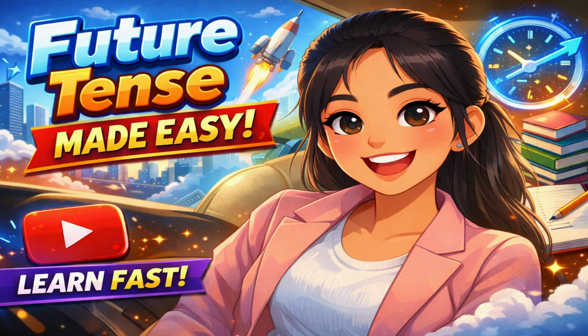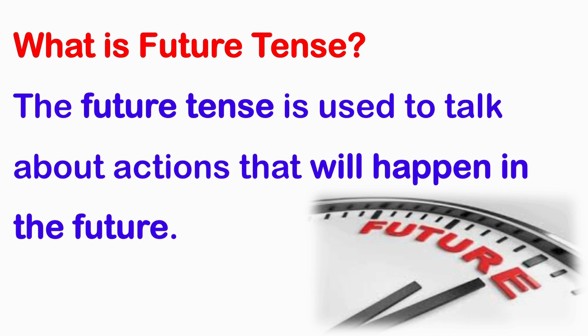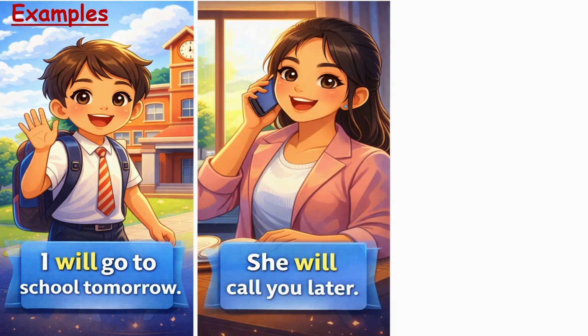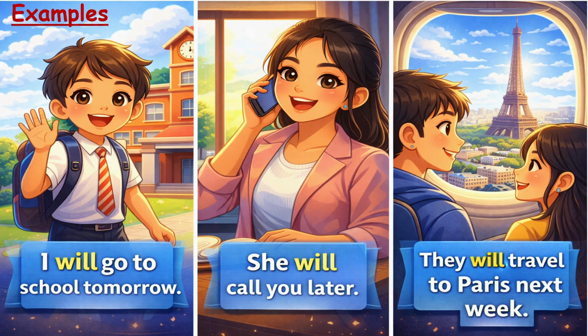Today we will be discussing the topic future tense. First, let's see what is future tense. The future tense is used to talk about actions that will happen in the future. For example, I will go to school tomorrow. She will call you later. They will travel to Paris next week.